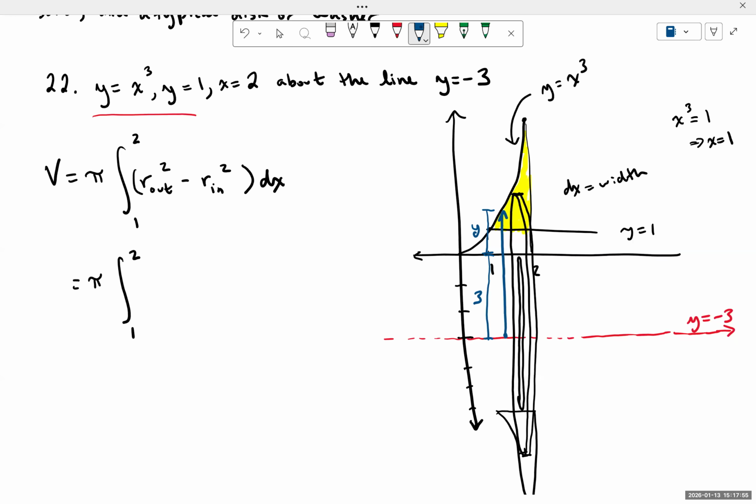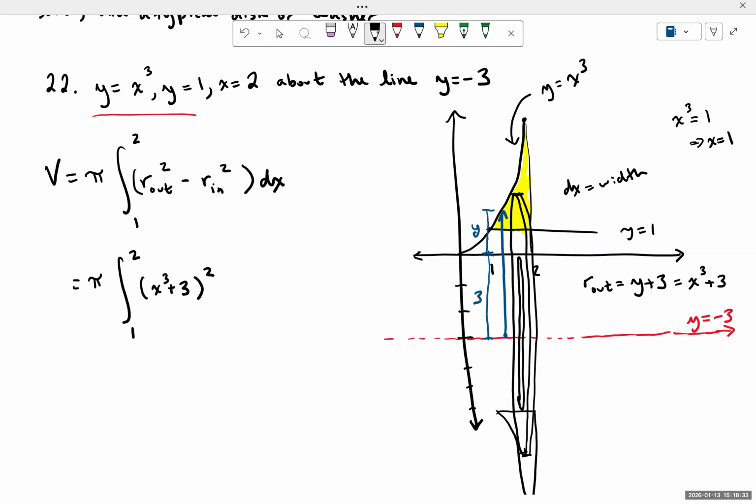Right? That's the absolute value of that distance. So when I look at the whole length of that arrow, that's my R out. R out is y plus 3. But the y that I'm talking about is the top curve, so this is going to be x cubed plus 3. So into my R out, I put x cubed plus 3, and that all is squared.